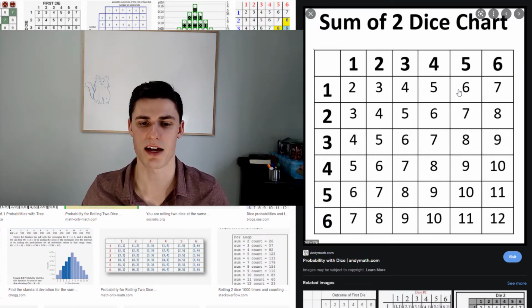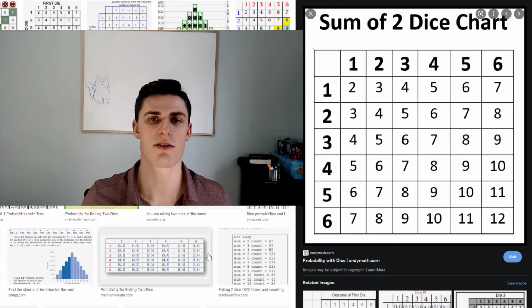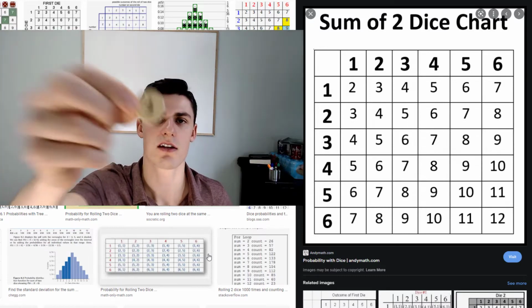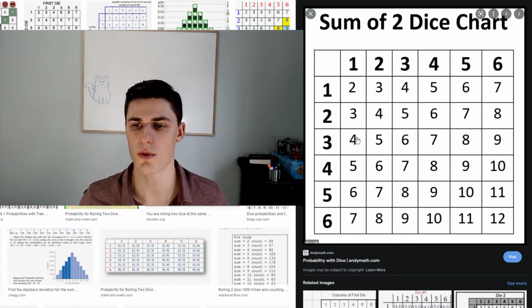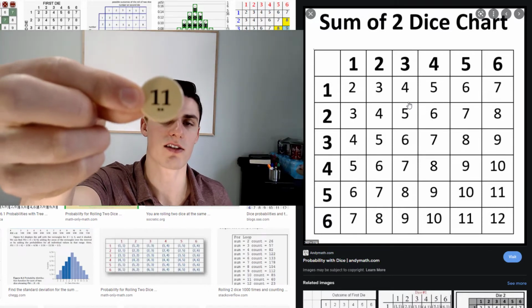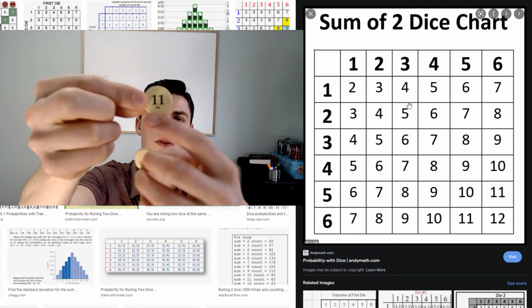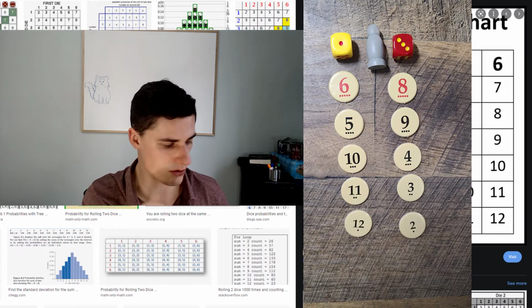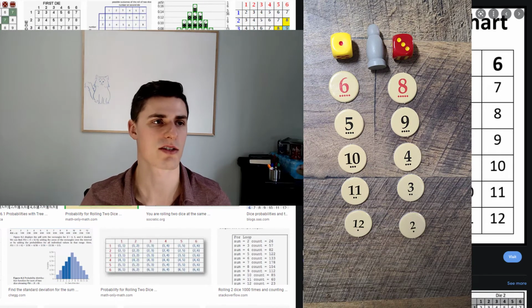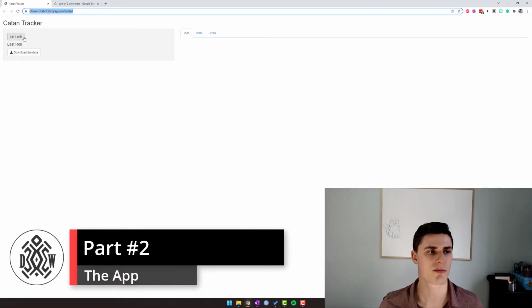We could do the exact math. So the dots that you see at the bottom of the tokens here, for the 4, there's 3 dots, because there's really 3 ways to get 4. There's 1, 3, 2, 2, and 3, 1. Whereas for 11, there's only 2 ways, right? There's 5 and 6 and 6 and 5. And that's why there's 2 dots. So you want to pick the tokens or the hex tiles with the most dots. That's the basic strategy.